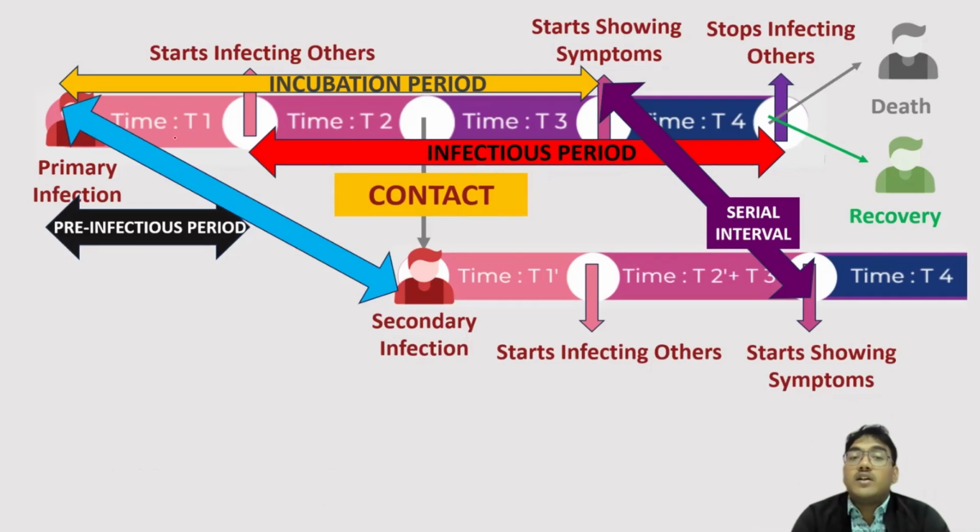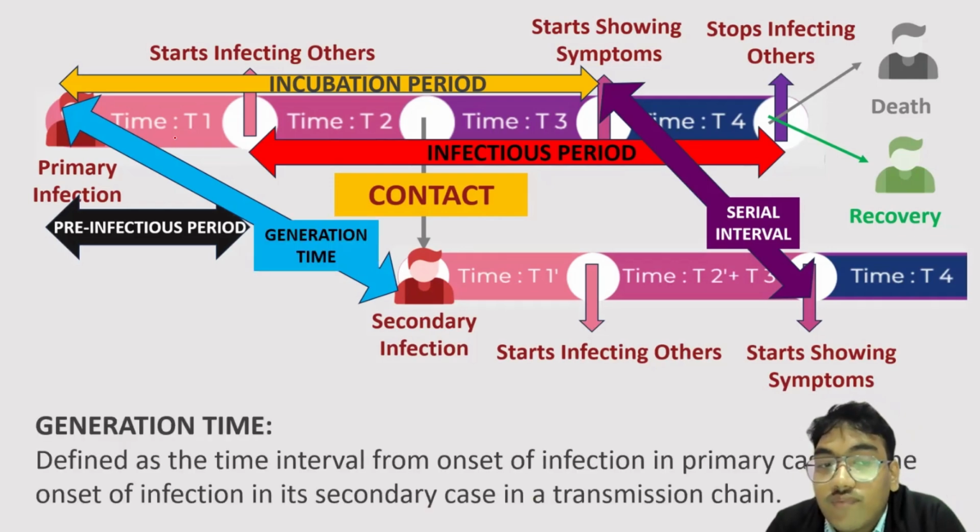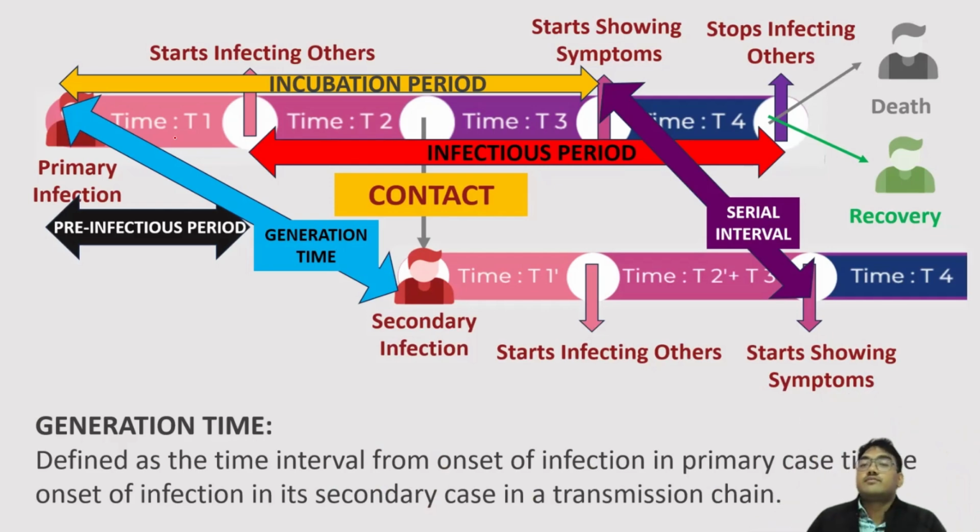The time interval between primary infection and secondary infection, isn't it? When did the primary infection occur and when did the secondary infection occur? And this is known as the generation time, defined as the time interval between the onset of infection in the primary case till the onset of infection in its secondary case in the transmission chain. So this is known as the generation time.